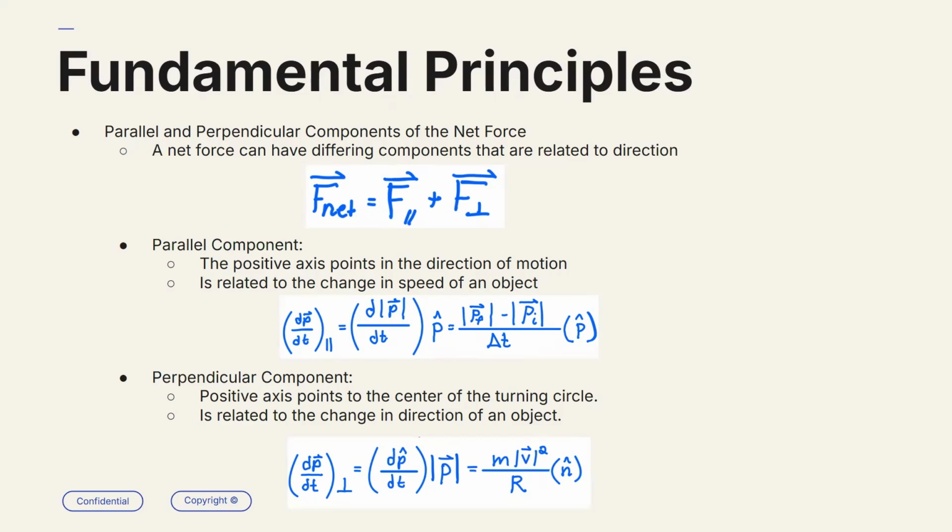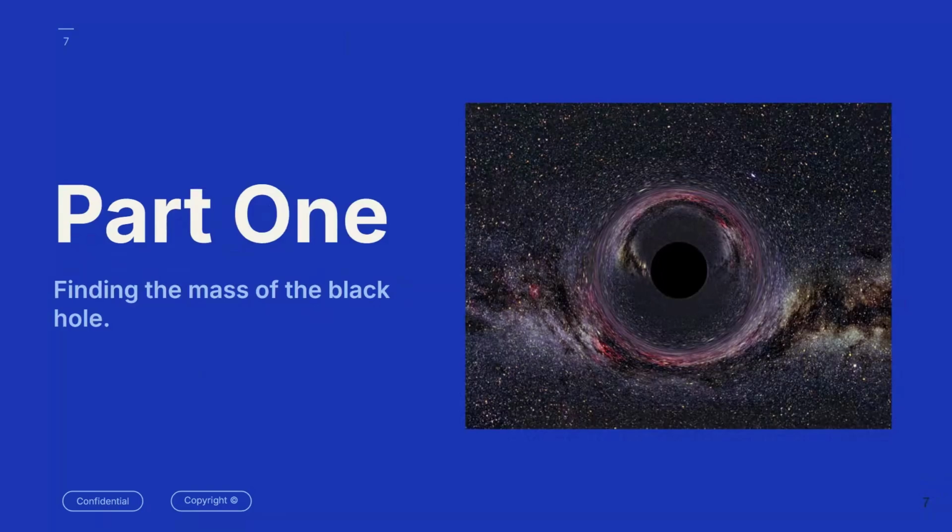This is shown with the equation where p hat equals p final minus p initial divided by the magnitude. Perpendicular components are related to change in direction of an object. This means that the positive axis points towards the center of the turning circle. With that, we will move on to part one, which is finding the mass of the black hole.